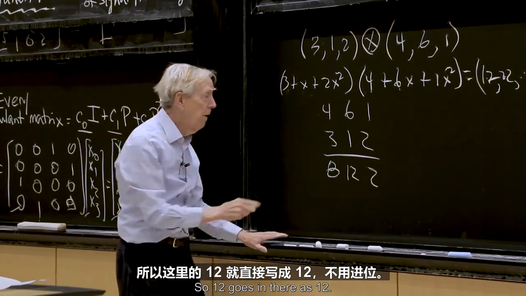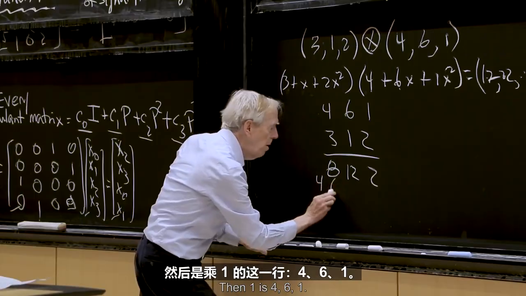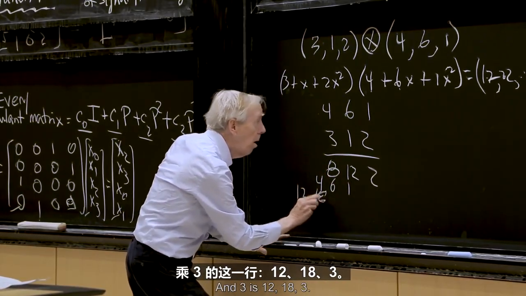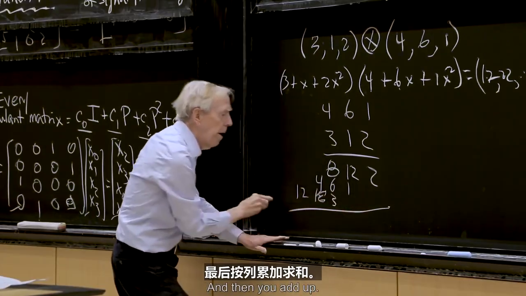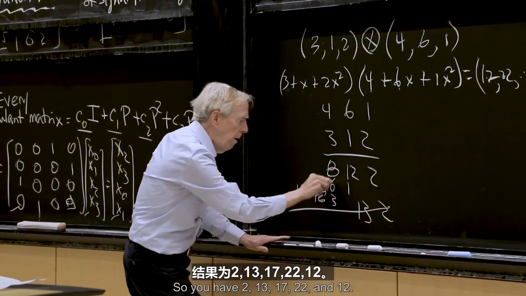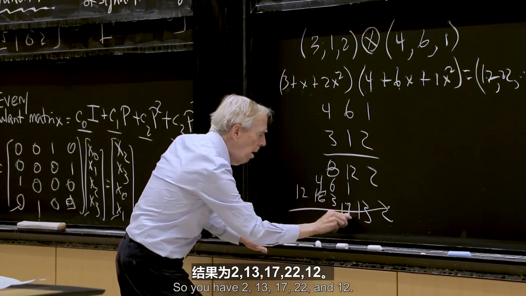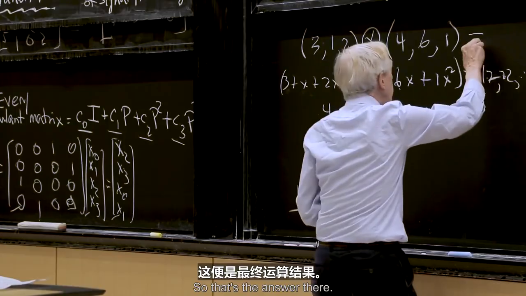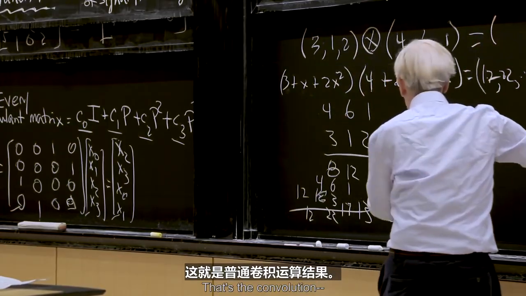So 12 goes in there as 12. Then 1 is 4, 6, 1. And 3 is 12, 18, 3. And then you add up. So you have 2, 13, 17, 22, and 12. So that's the answer then.